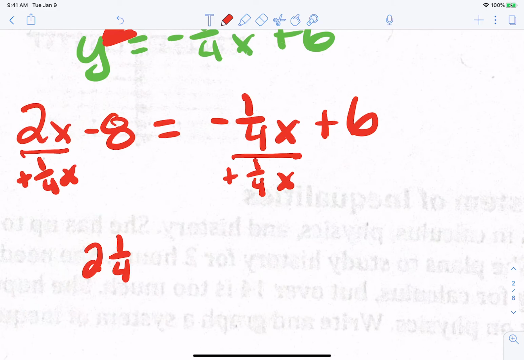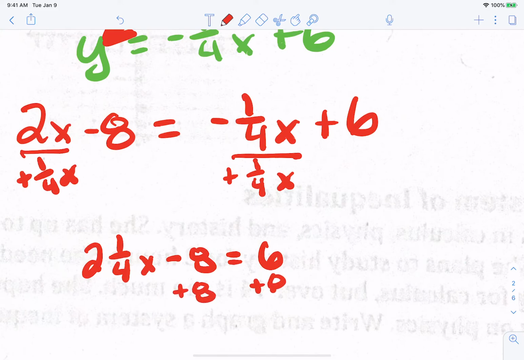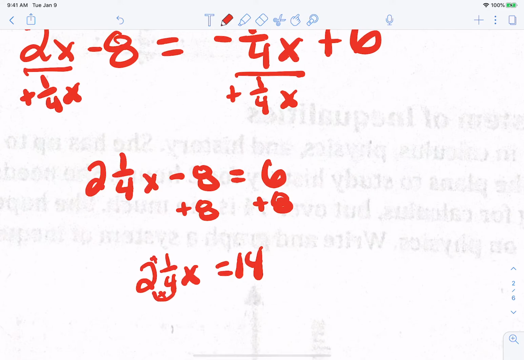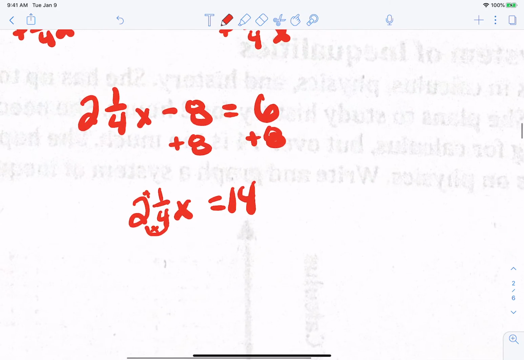2 plus a fourth. We're going to change that to an improper fraction in just a second, but we'll leave it as 2 and a fourth x minus 8 equals 6. Let's add the 8 over. Equals 14. So 2 and 1/4 x equals 14. Now what is 2 and a fourth as an improper fraction? Do you remember how to do this? You take 4 times 2, and then you add the 1. So you said 9 over 4.